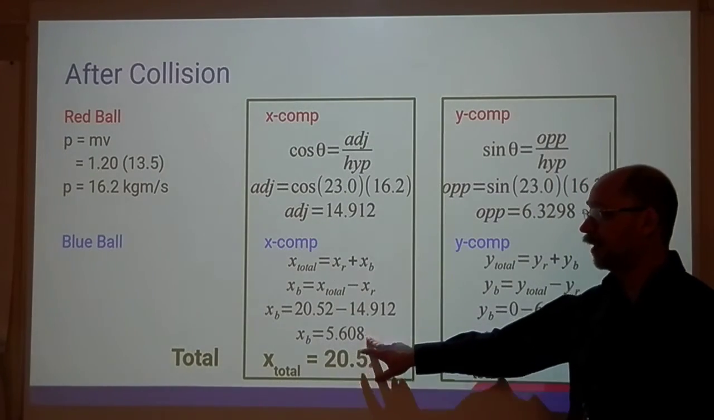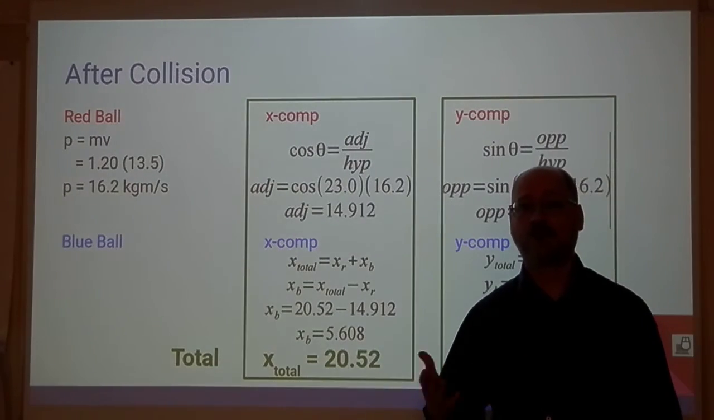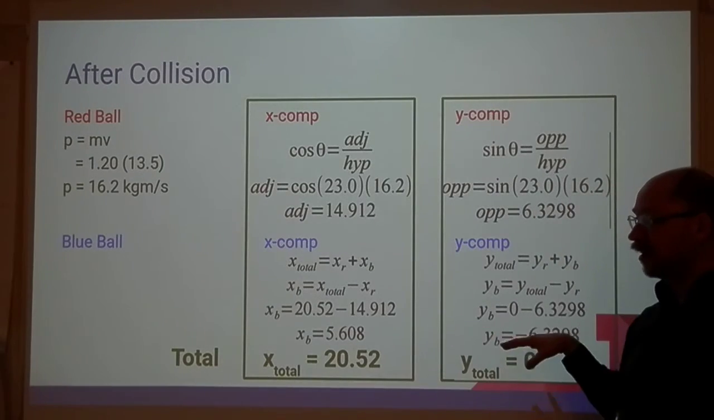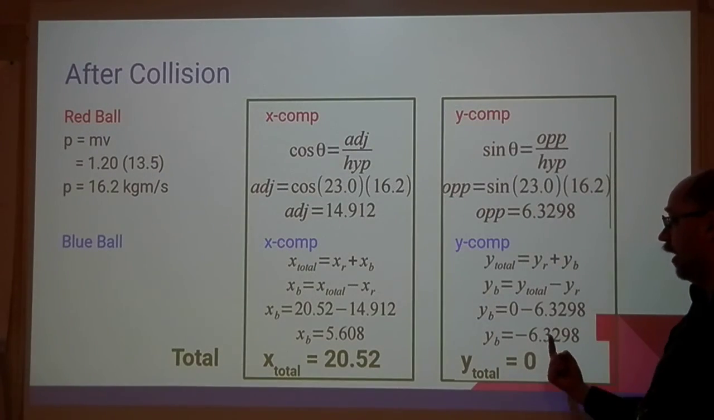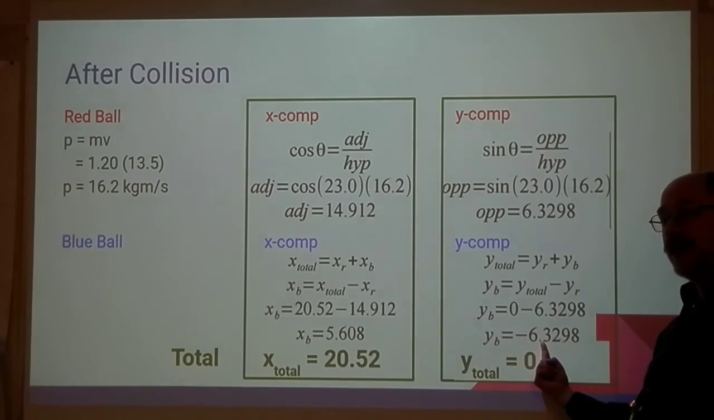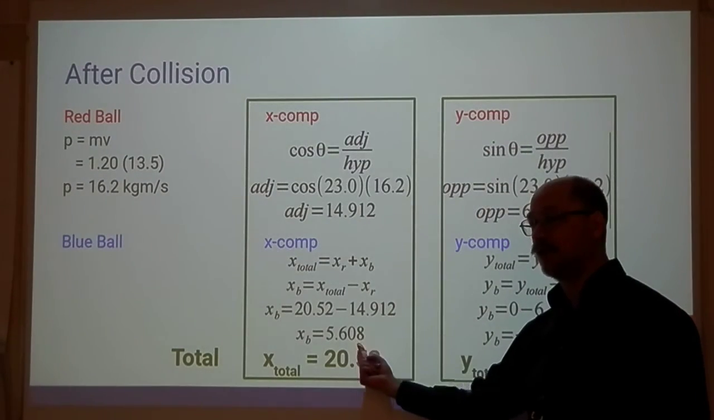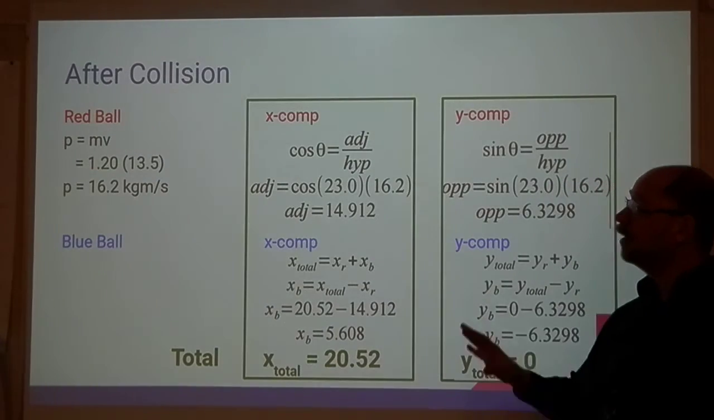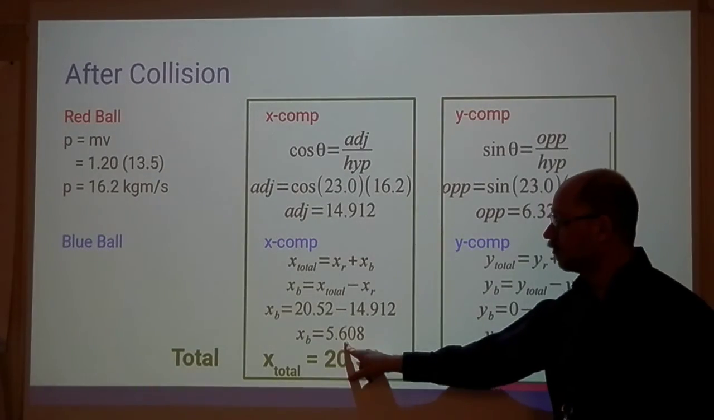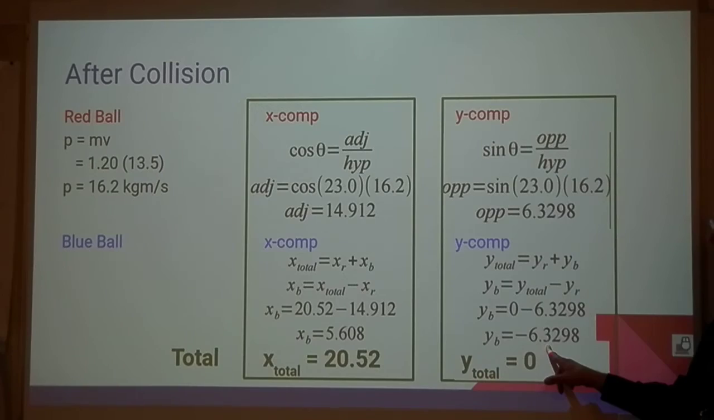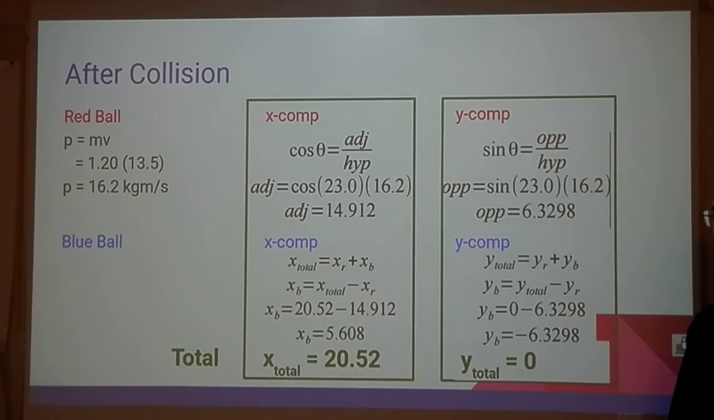Now be careful here, because sometimes you might get a negative number or whatever. You've really got to pay attention to the signs on these, because they do tell you direction. This tells me the y component is down. This tells me the x component is to the right. So the blue ball is moving to the right and down. These are my momentum components of the blue ball after the collision.